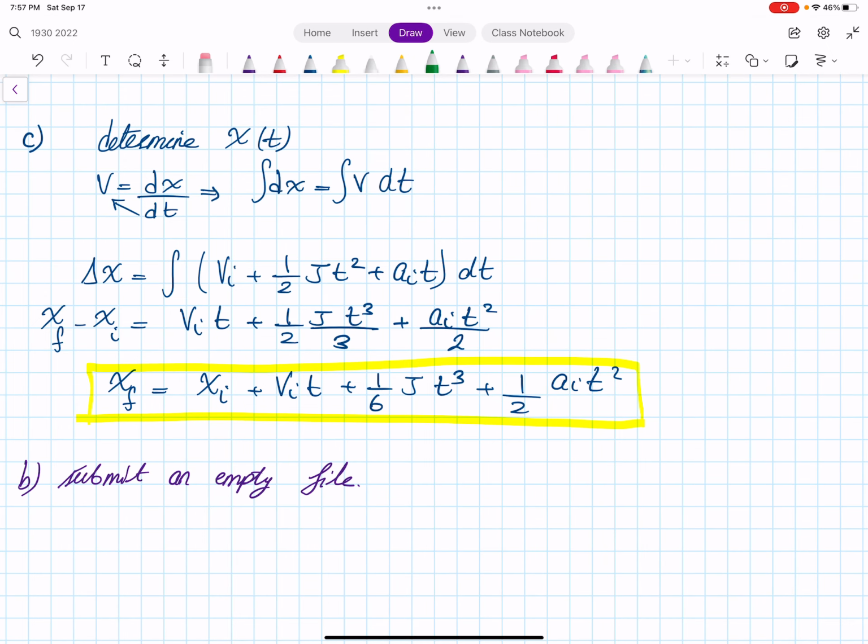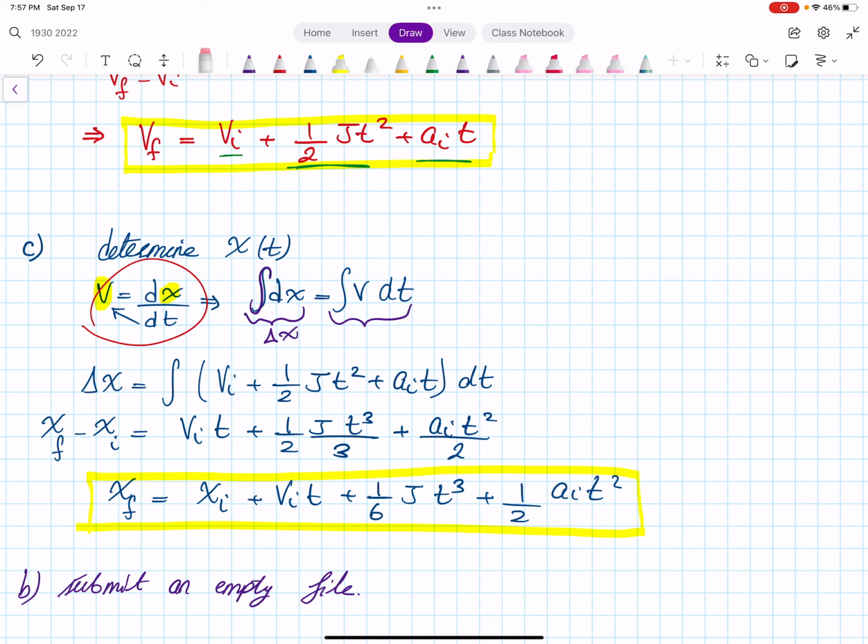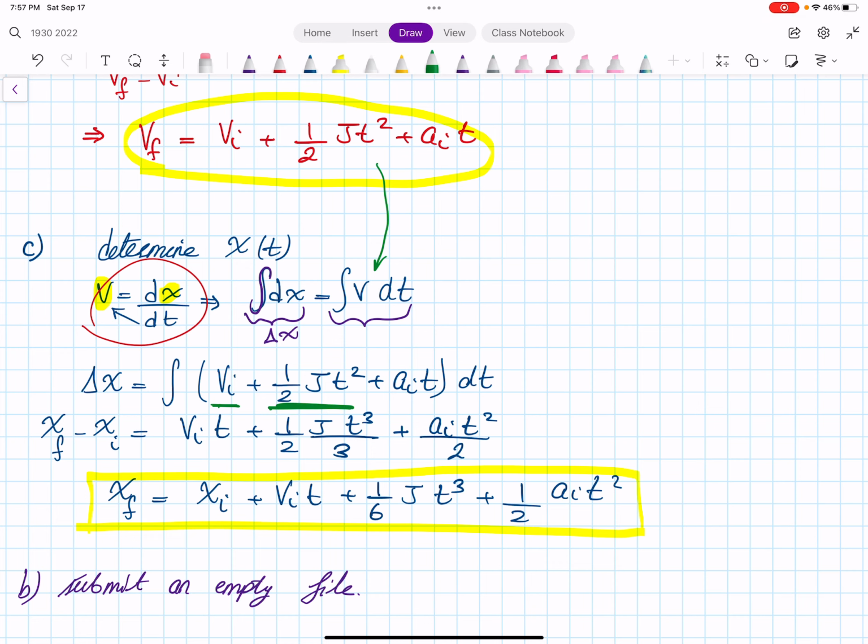Finally, determine the position. How do you determine the position? What is the equation that relates the velocity to the position? This is the only equation we have, v equal to dx over dt, cross multiply, and you integrate. When you integrate dx, you end up having what? Delta x. When you integrate v dt, first of all, you have to get the velocity equation from the previous part. Where is the velocity equation? Right there. So you have to plug in. It's a long equation, so make sure you copy it step by step. You have v sub I, you have 1/2 jt squared, you have a sub I t.